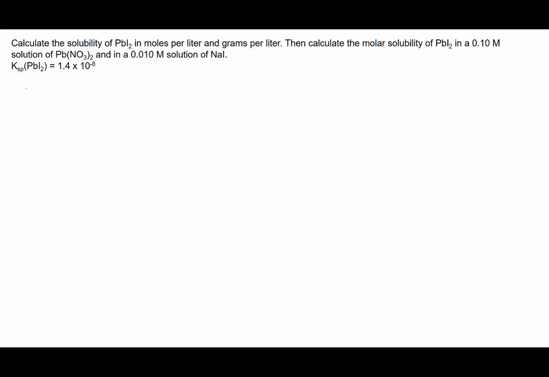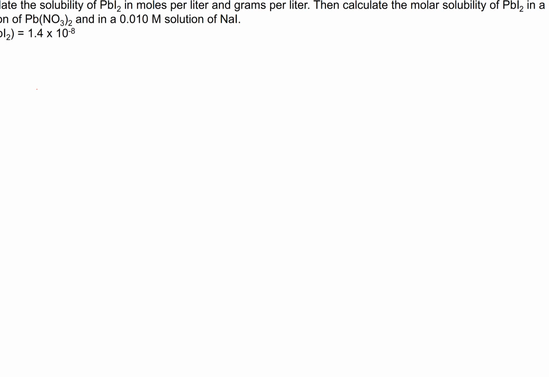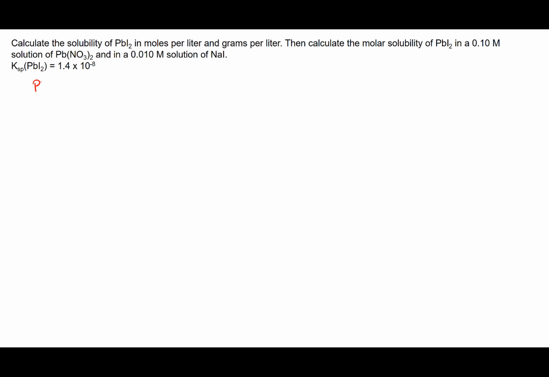The first thing we should do for any of these solubility problems, just like with any equilibrium reaction, is write out what the reaction actually is. So we have solid lead iodide, and that gets dissolved and forms lead 2 plus and 2 equivalents of iodide ion, and both of these are aqueous. That's our reaction, and the Ksp for it is 1.4 times 10 to the negative 8.